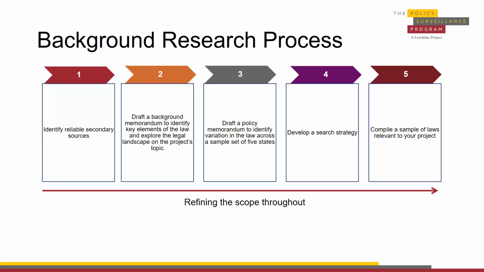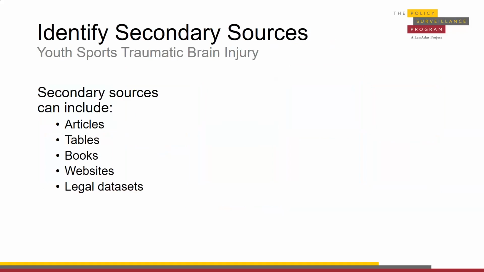So during this process, we're going to be defining and redefining the scope. As you can see, that arrow goes through all 5 steps of the background research process. So the first step in that process is identifying secondary sources. You want to find reliable secondary sources.